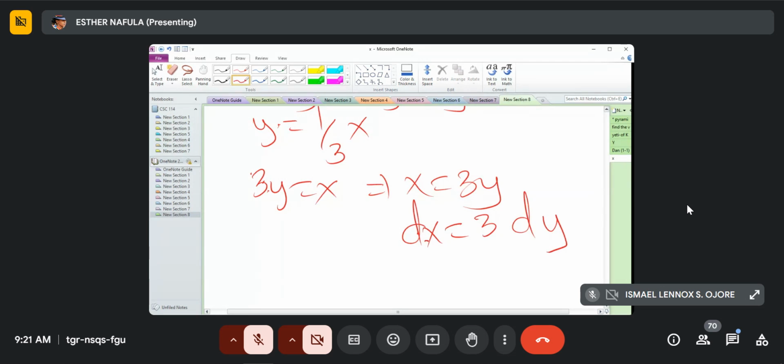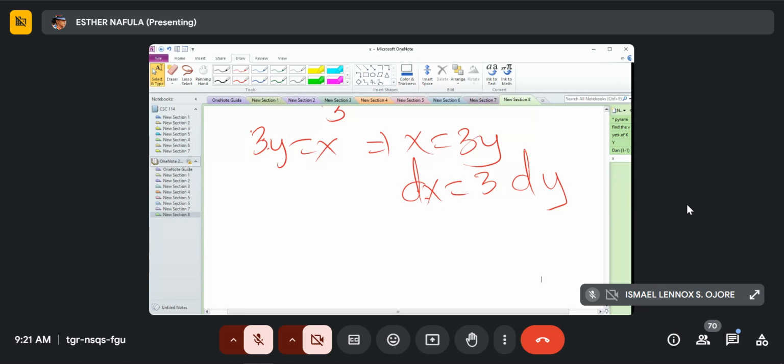So we go back to the integral. In place of x, substitute with 3y. In place of dx, substitute 3 dy. Then everything will be in terms of y, and therefore the limits of integration are the values of y, and y was ranging between 0 and 1. So we'll be integrating from 0 to 1.